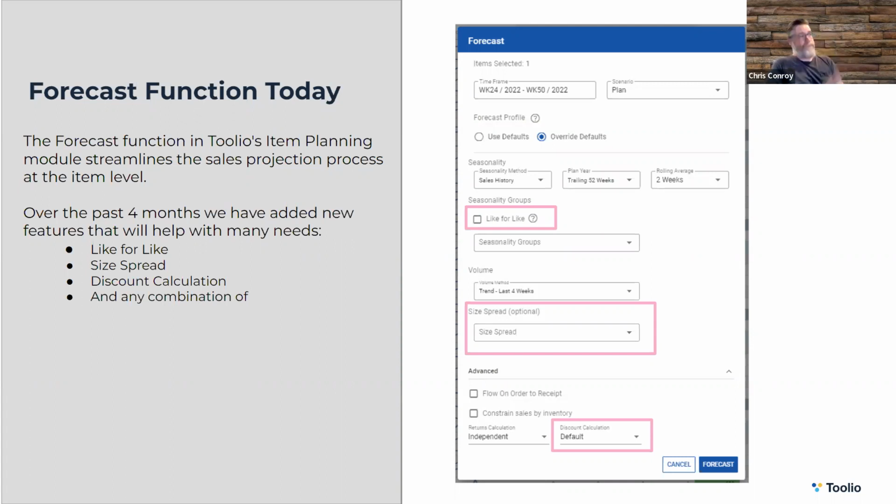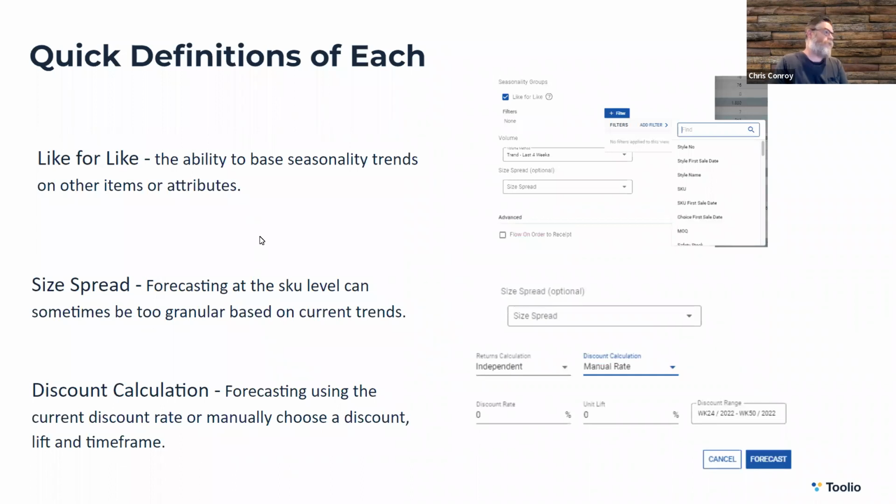In the last 4 to 5 months, we've added these features. Like for like will help you use other styles, other classifications, other groupings. Size spread will help you for those SKU intensive pieces, and the discount calculation lets you add lifts and percent off of products as you're going through. And obviously you can use all these in combination, which is great. Like for like is the ability to base seasonal trends on other items.